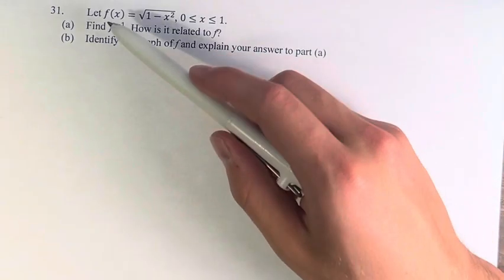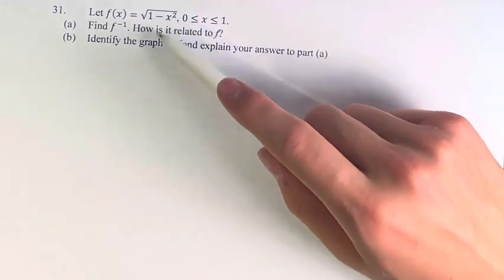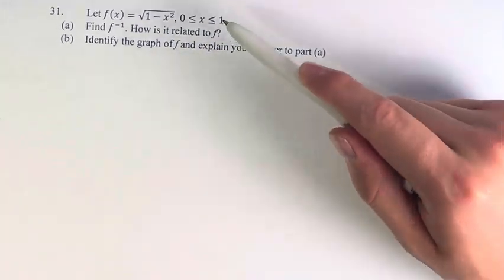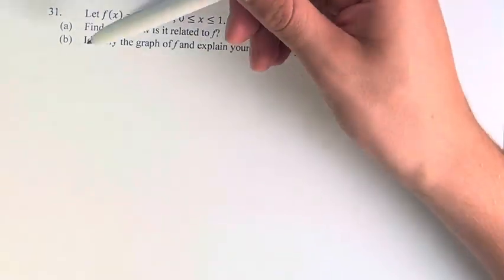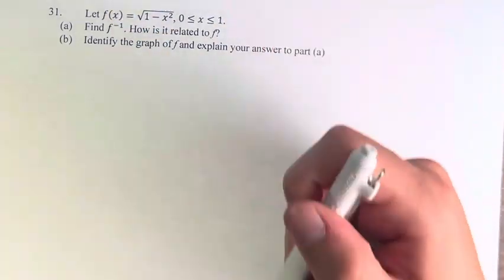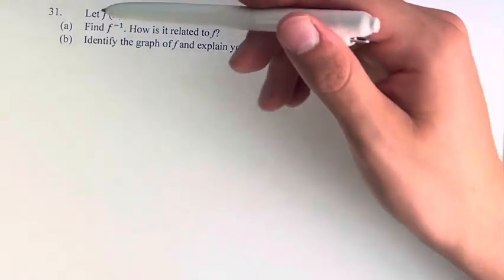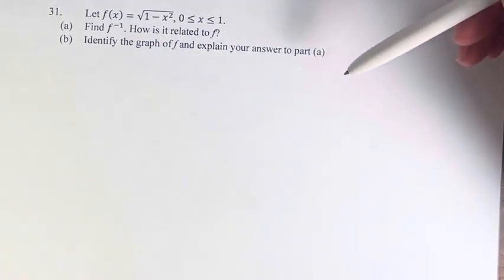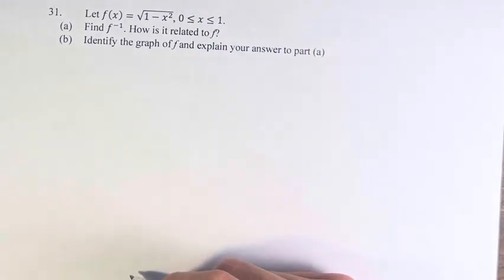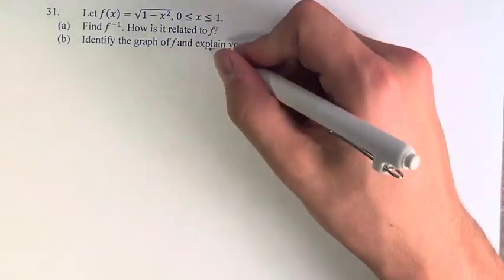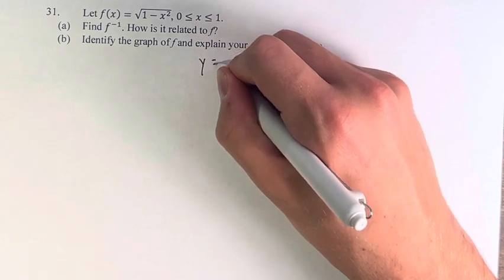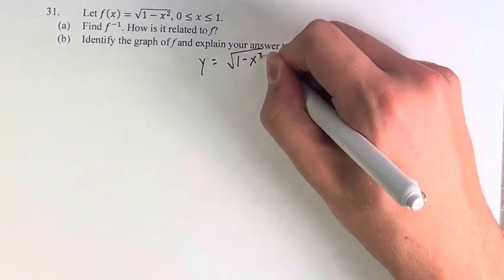In this problem, we're asked to let f of x equal the square root of 1 minus x squared, where 0 is less than or equal to x is less than or equal to 1. So here we're asked to find the graph of the inverse of f, and to find the equation. So to find the equation, first of all, we have f of x is equal to the square root of 1 minus x squared. So y equals the square root of 1 minus x squared.